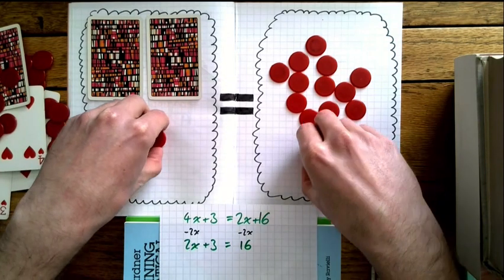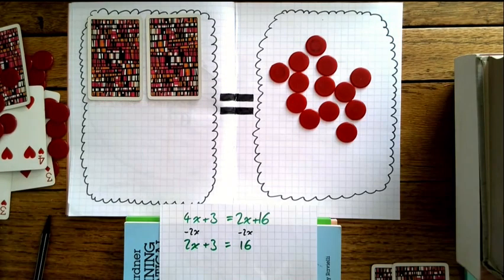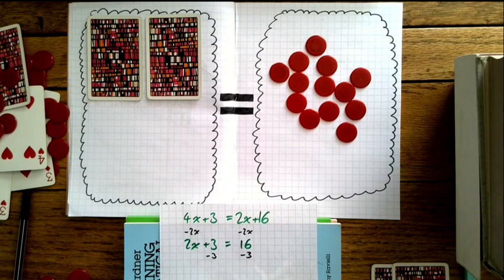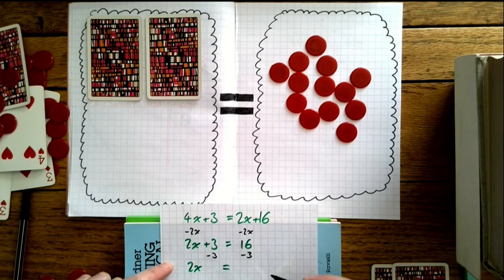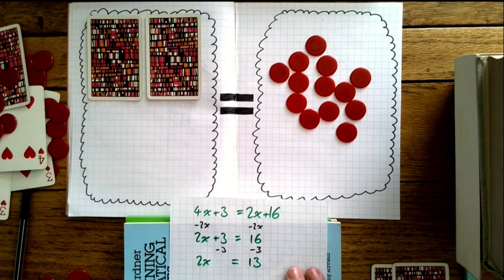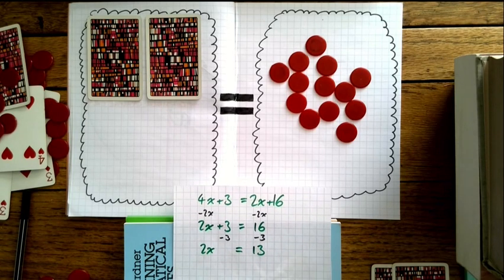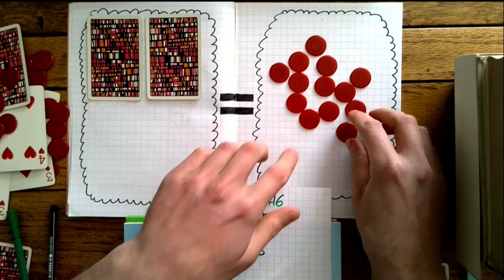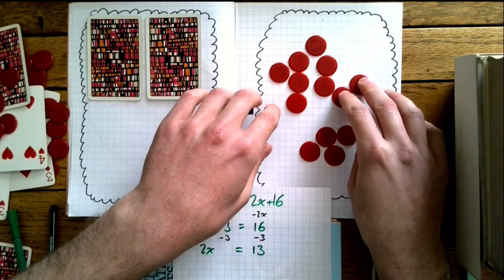I'm going to take 3 off both sides at the same time. Boom. Okay. So we minus 3. And we get 2x equals, ooh, 13. That's a bit gross, isn't it? Now this is one that Mr. Hegarty does in his first video. And this one will require a bit of magic as well. Okay. Because how are we going to group these into exactly 2 piles?